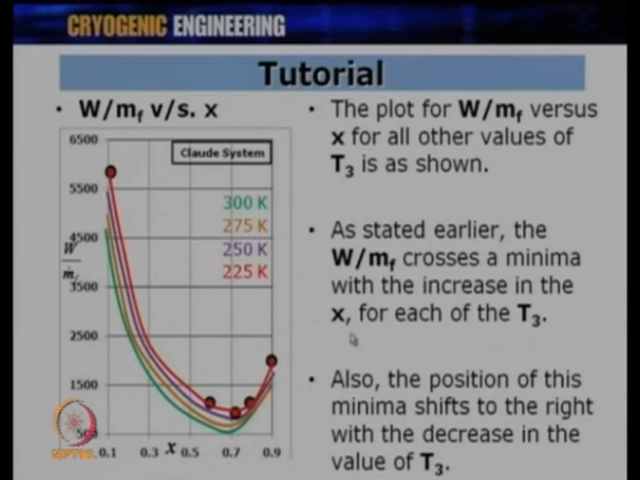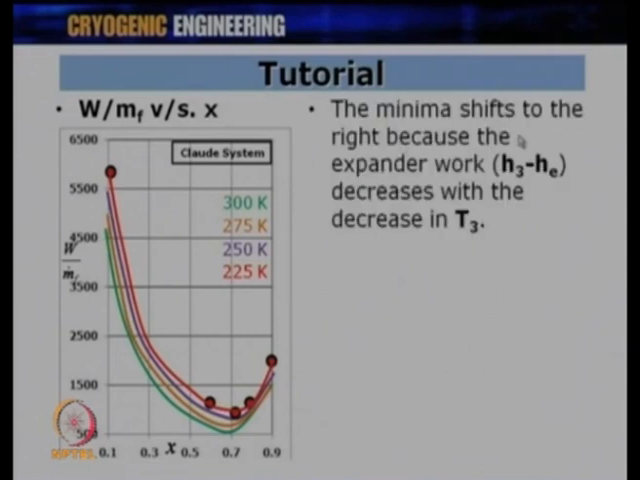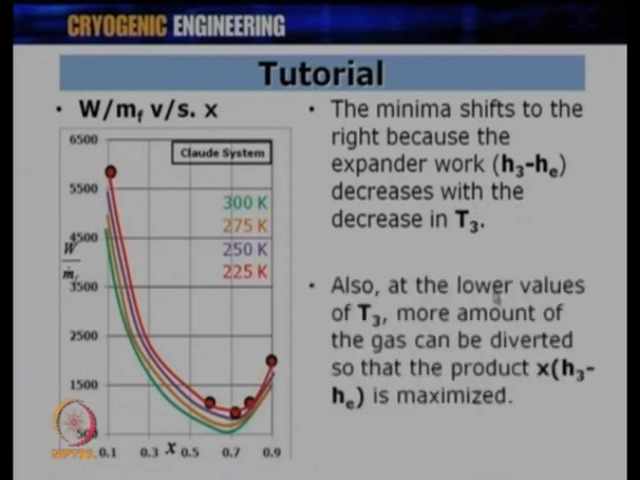This can be well understood from what we have studied for the Y values. Y versus x behavior is absolutely similar to what we are seeing in this particular case. The minima shifts to the right because expander work H3 minus He decreases with the decrease in the value of T3. Also, at the lower values of T3, more amount of the gas can be diverted so that the product x into H3 minus He is maximized. This is what we talked about earlier for the Y versus x case. And this has to be well understood, that why it goes to a minimum and why it shifts to the right in this particular case.